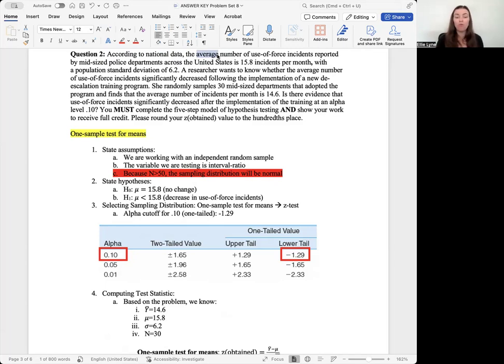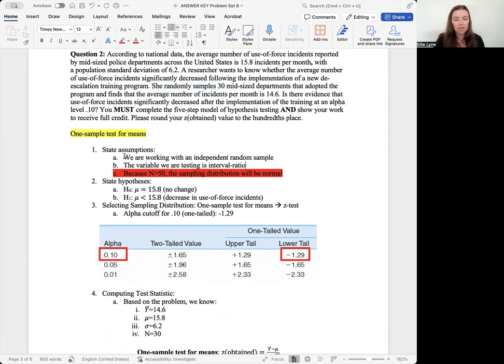So let's go over our very first step, which is to state our assumptions. Okay, assumption number 1 for a one sample test for means is that we are working with an independent random sample. We see that our researcher here randomly sampled 30 mid-sized police departments.